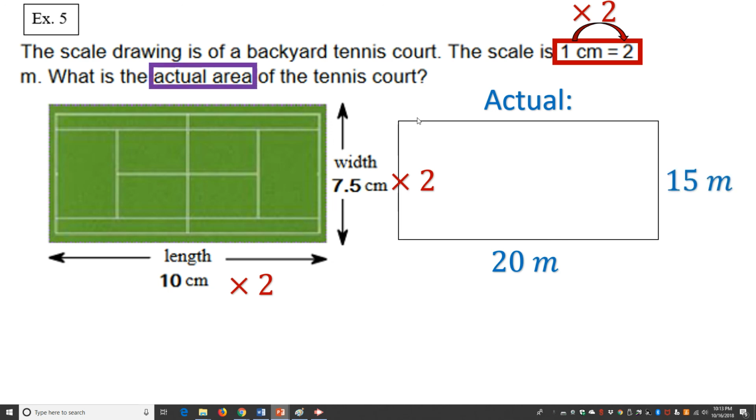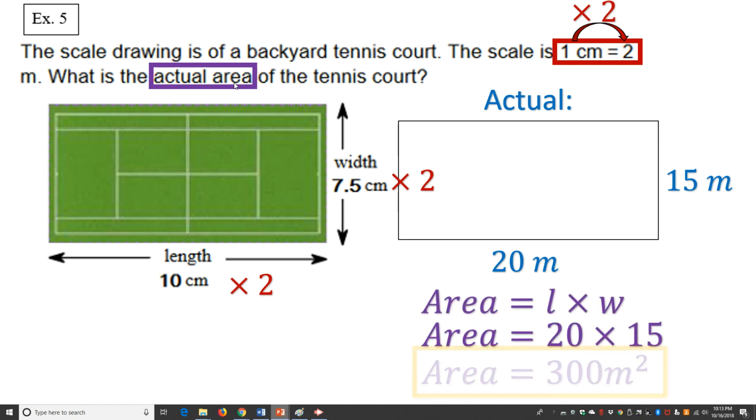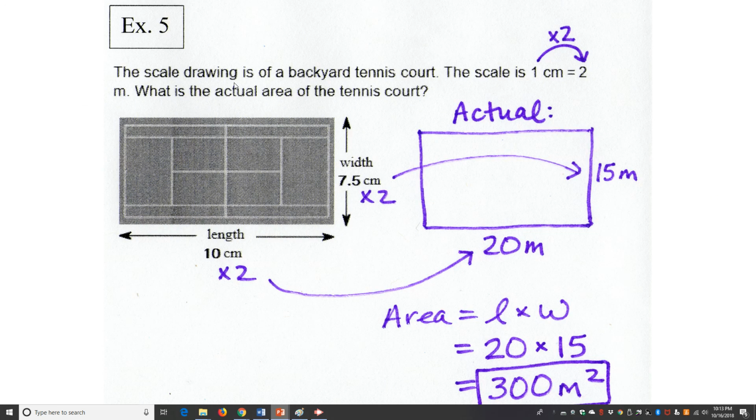And remember, we're finding the area. The area of a rectangle is length times width. So 20 times 15 is 300 meters squared. We use square meters for area because that's how you cover a surface. So here are the pre-done notes. Please highlight what would help these notes make more sense.